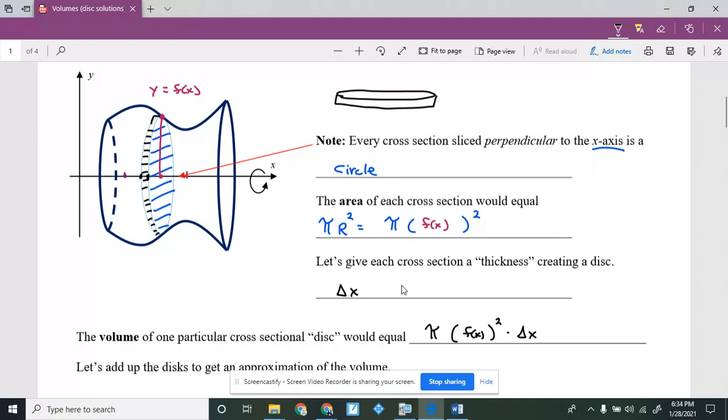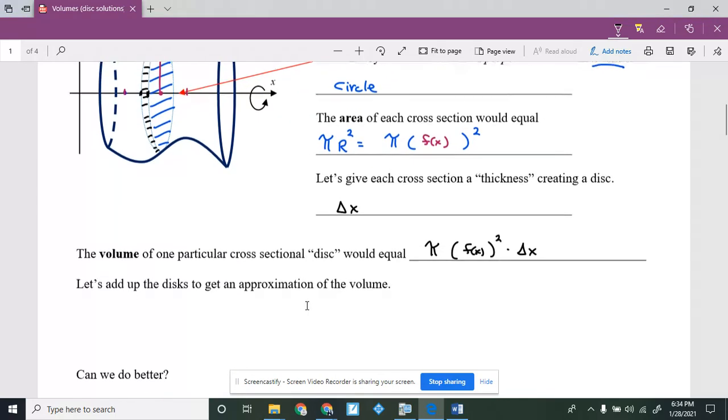And this should start to seem a lot like what we've been doing recently, right? You've got an area of a cross section times the thickness. That gives you the volume of a particular cross section. These cross sections happen to be disks. Couple of things. Guess what? You revolve around the x-axis. Your cross sections are perpendicular to the x-axis. That means everything's in terms of x, so we're going to have a delta x. Take a wild guess what it would be if you were perpendicular to the y-axis. In other words, you revolved around the y-axis. Hopefully you would say you'd have a delta y for the thickness.